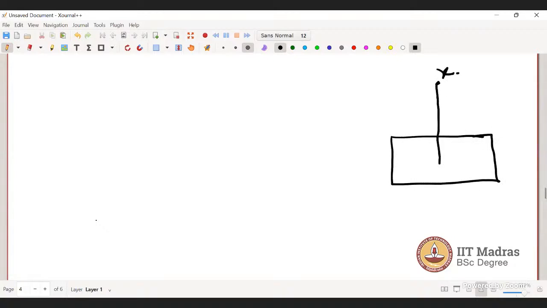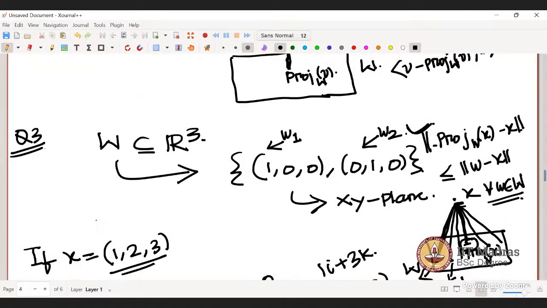This is your x. This is your w. It's basically saying if I pick any point in w, say this w, then the distance between x and w is always greater than the distance between x and the projection of x. Yes, sir. That is what I have written here.